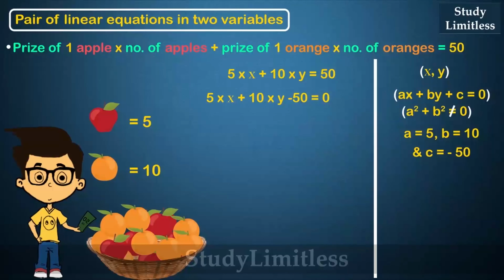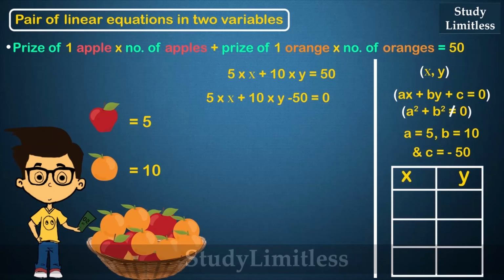So when we calculate the values of x and y which satisfy the equation, we can see that if we substitute the value of x as 2, then we would get the value of y as 4, right? Similarly, if we substitute the value of x as 4, we would get the value of y as 3. Or if we substitute the value of x as 6, we would get the value of y as 2. So here there are a number of values of x and y which satisfy this equation.